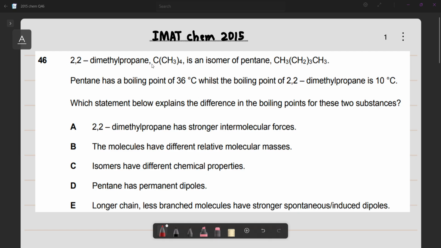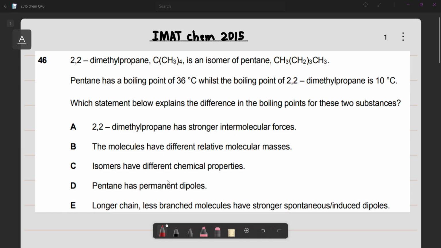So we are given this structural formula for each of these compounds, the isomers. And it says pentane has boiling point of 36 degrees Celsius, while the boiling point of 2,2-dimethyl propane is 10 degrees Celsius. Which statement below explains the difference in boiling point for these two substances?